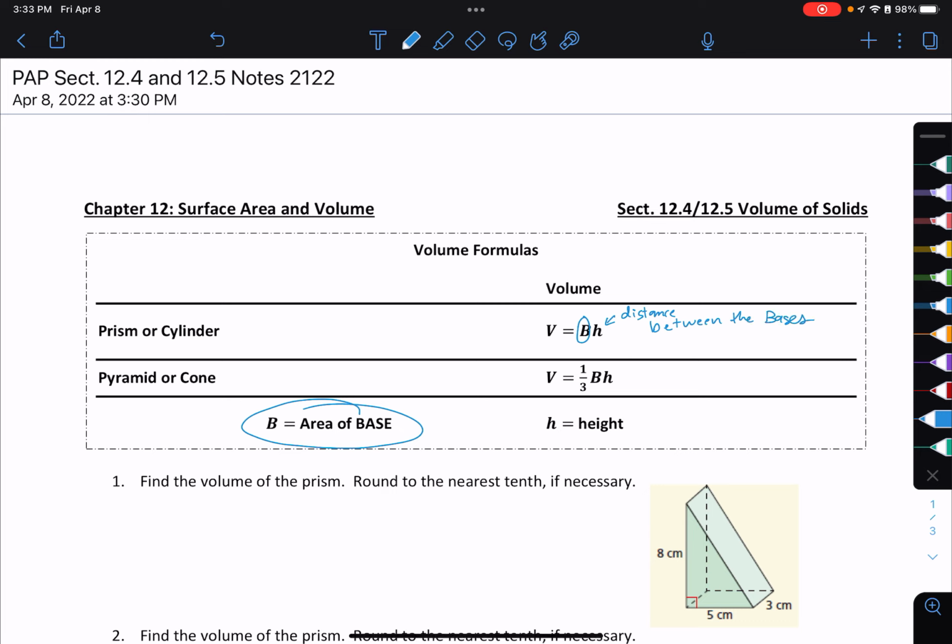Okay? Now, for a pyramid and a cone, it looks almost exactly the same, except you're going to take 1/3 the area of the base times the height. And that height is the distance between the base and the vertex of the pyramid or the cone. Both of these distances need to be perpendicular to those bases.